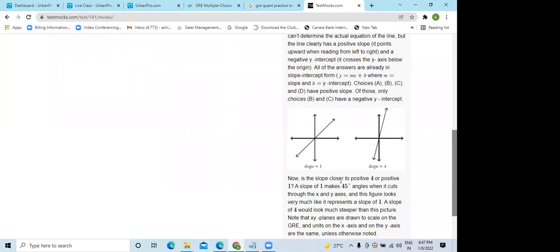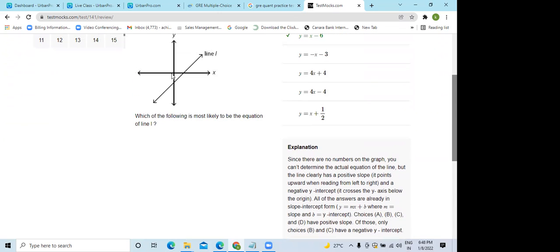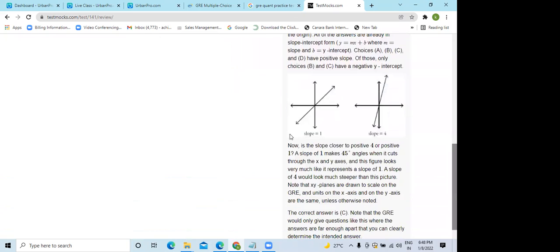Now, if the slope is closer to positive 4 or positive 1, the slope of 1 makes 45-degree angles when it cuts through the x-axis and y-axis, and this figure looks very much like it represents a slope of 1. A slope of 4 would look much steeper. When you see this figure, you can make a guesstimate, because it's always drawn to scale.